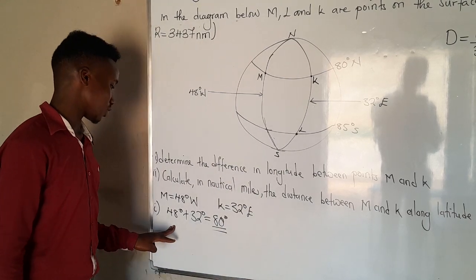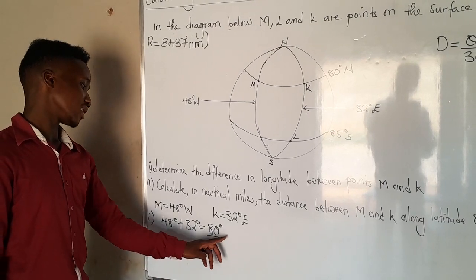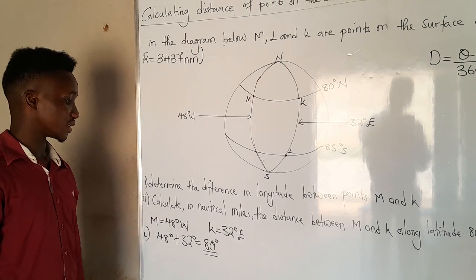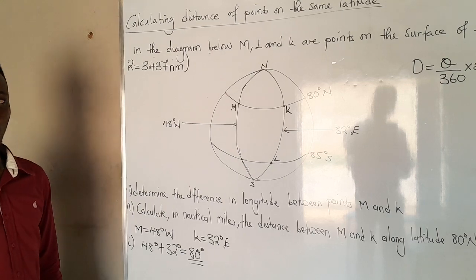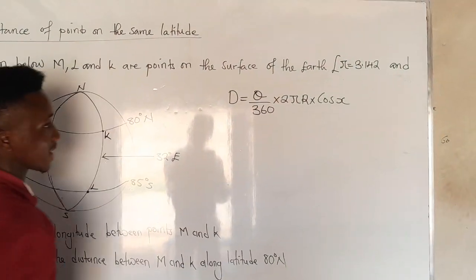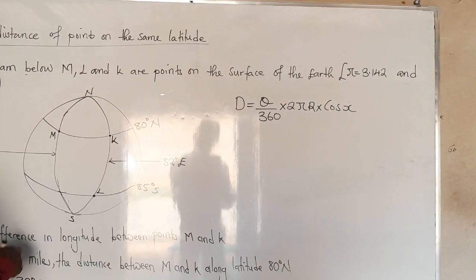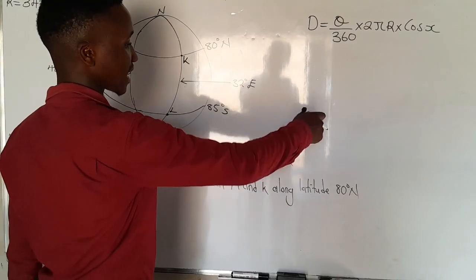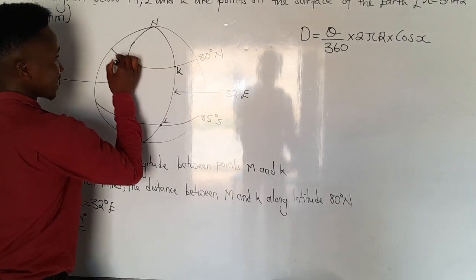So this is the difference in longitude, 48 plus 32 goes to 80 degrees. Here you will not have units like east or west because you've added the two longitudes. So that's the difference in longitude. Then this same difference in longitude is what we call our angle theta. This letter you are seeing there is referred to as theta. Now they've said calculate in nautical miles the distance between M and K along latitude 80 degrees north. So M and K are on the same latitude.